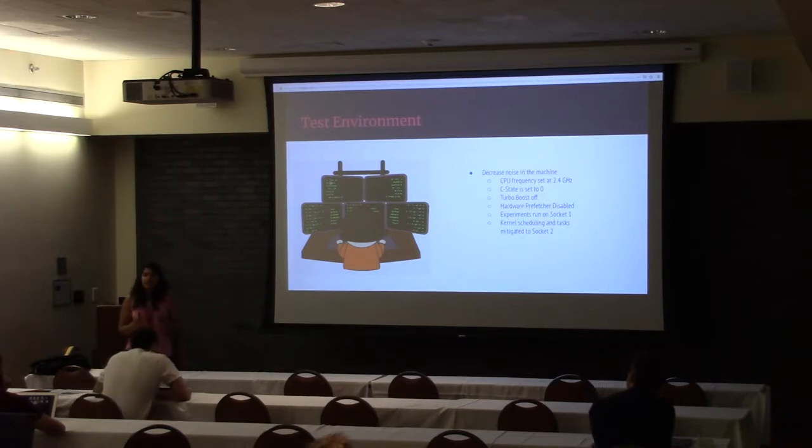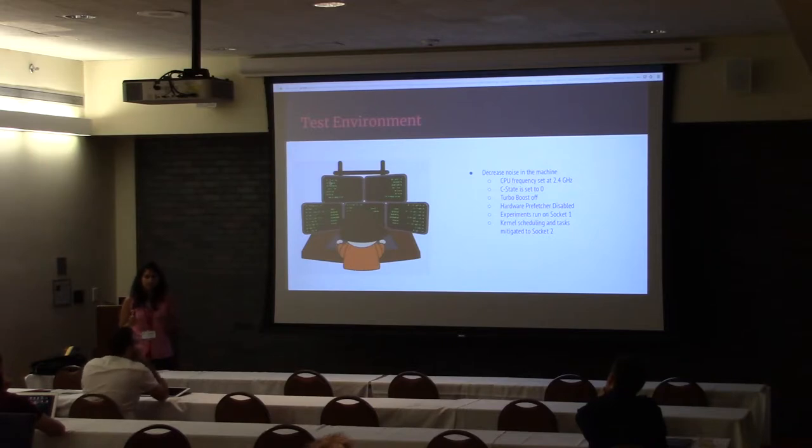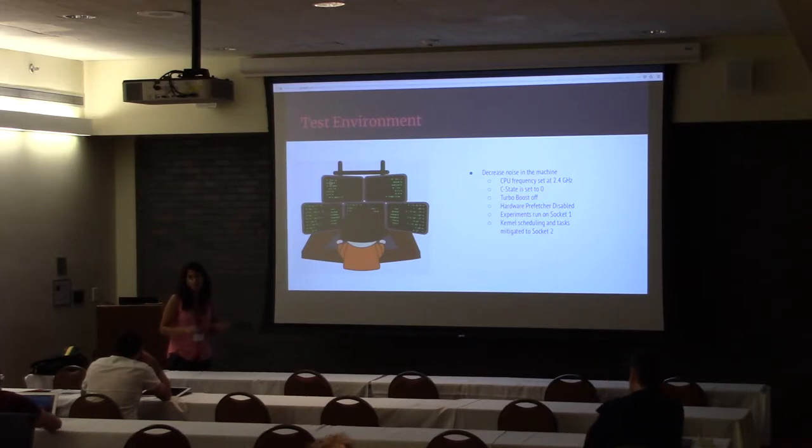Because we wanted as little noise as possible from other things running on the system, we took certain precautions. First, we made sure that our CPU was only running at a constant frequency. So when we're not doing memory transactions and doing some CPU workload, we're always getting a constant time rather than some discrepancy in that. We made sure that our CPU was never going into idle state. We turned off turbo boost. We turned off the hardware prefetchers. We made sure all our experiments are only run on one of the sockets, and all the kernel calls and stuff are pushed onto the other socket, so it doesn't interrupt when the experiments are running and give wrong results.